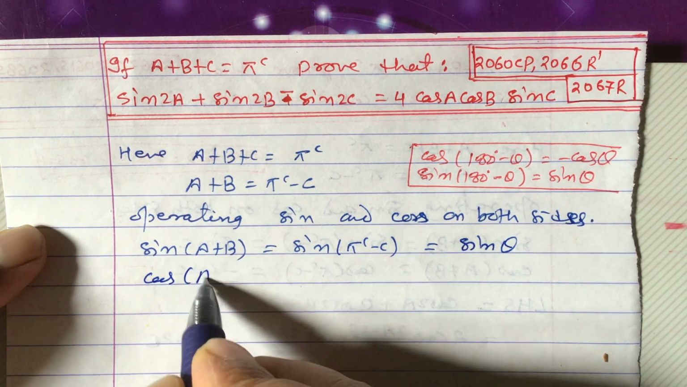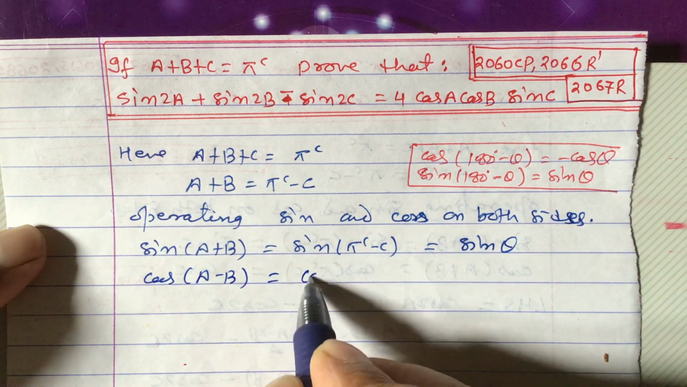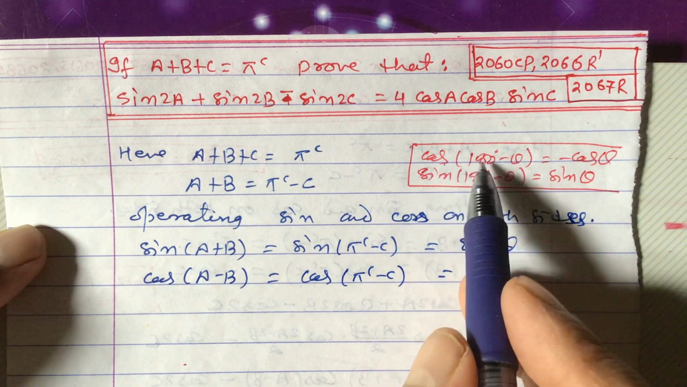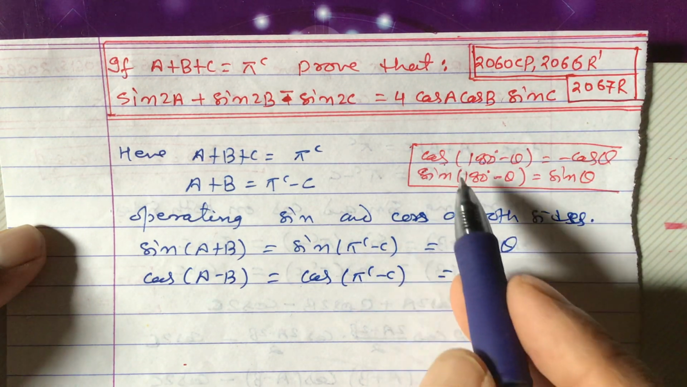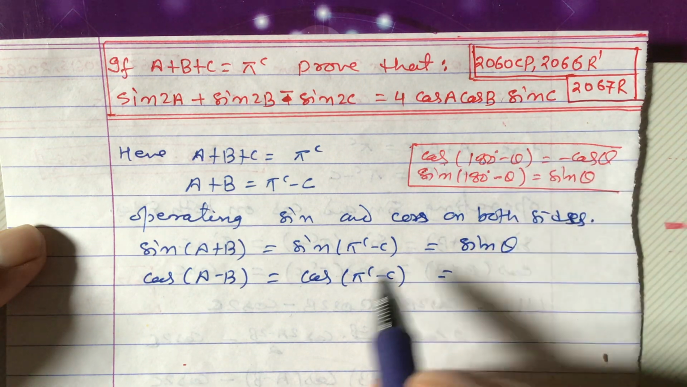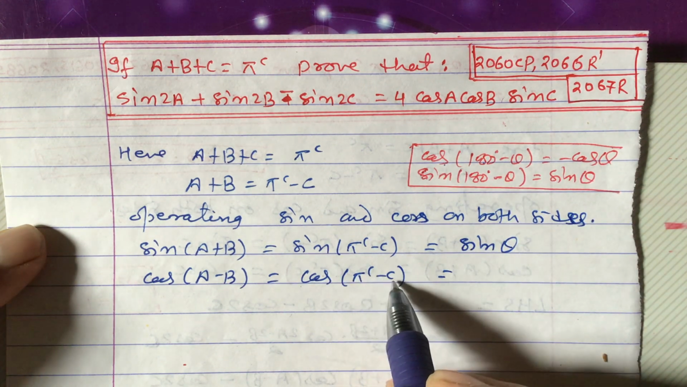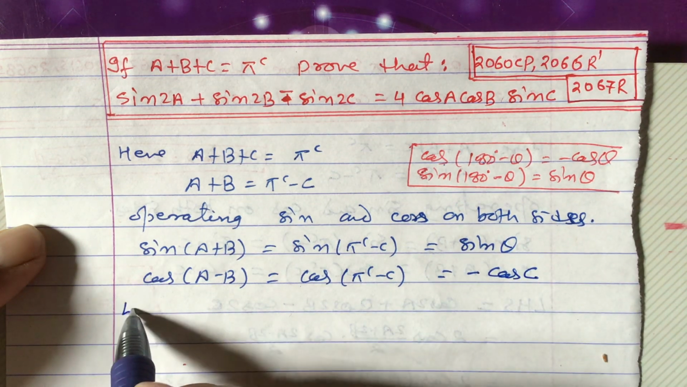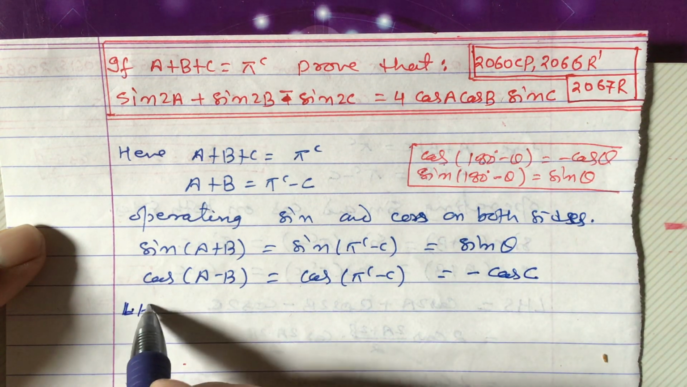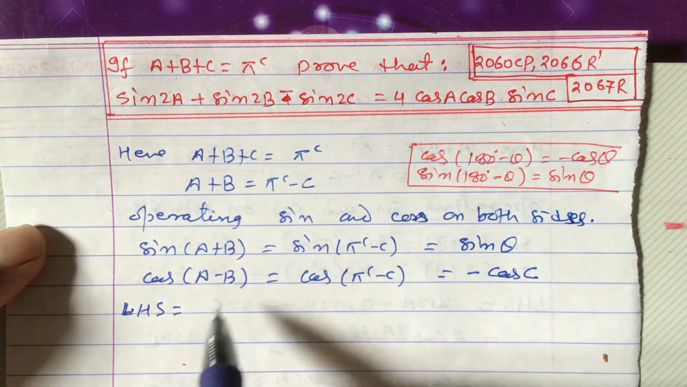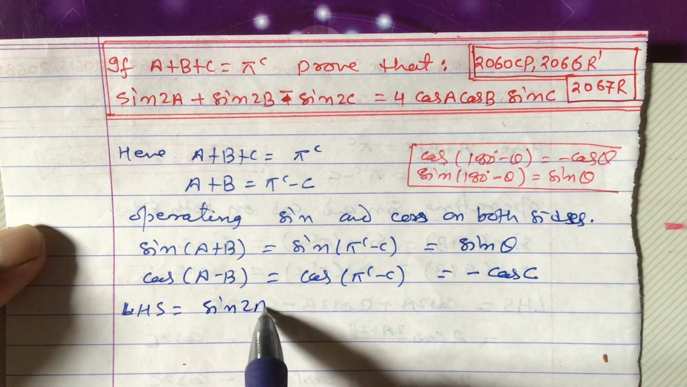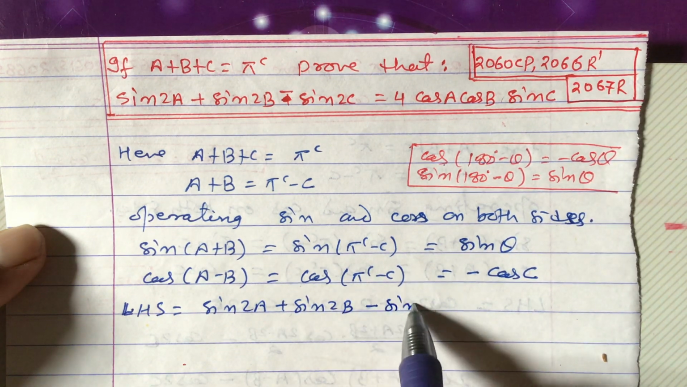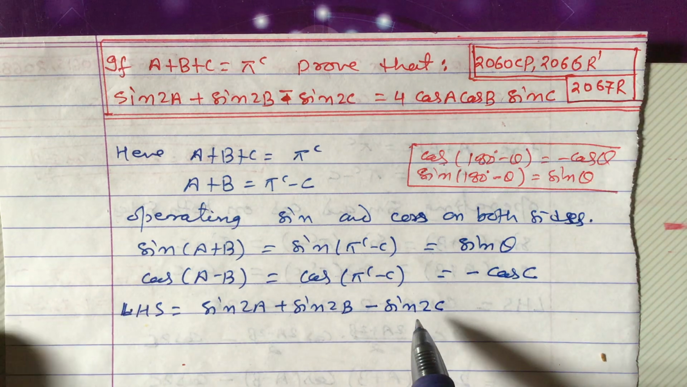Similarly, now cos a plus b is equals to cos pi radian minus c, and here cos 180 minus theta, pi radian is 180 degree, so cos 180 minus theta is minus cos theta, so cos pi radian minus c is minus cos c. Okay, now we'll start from LHS, left hand side. Our left hand side is this one: sine 2a plus sine 2b minus sine 2c. This is our left hand side.